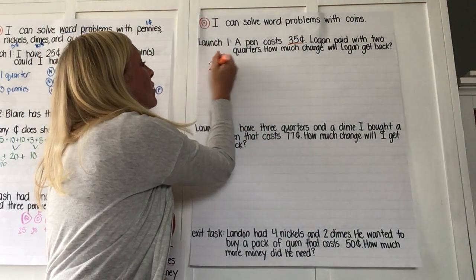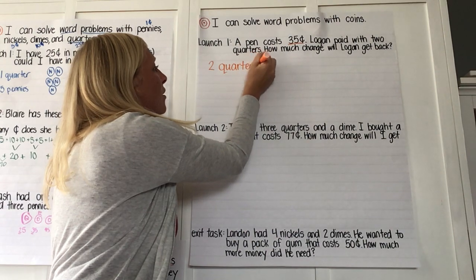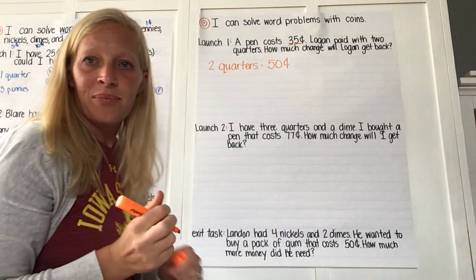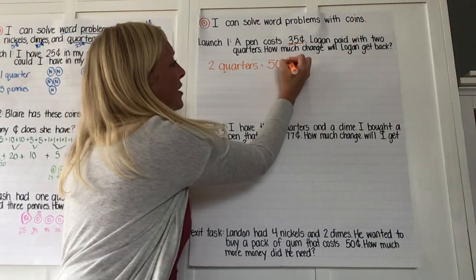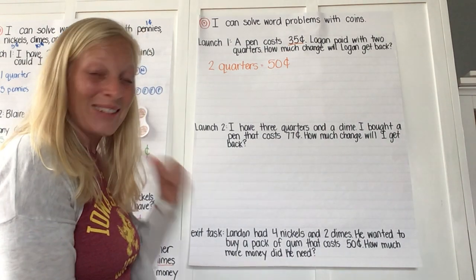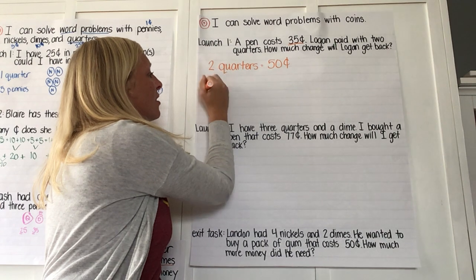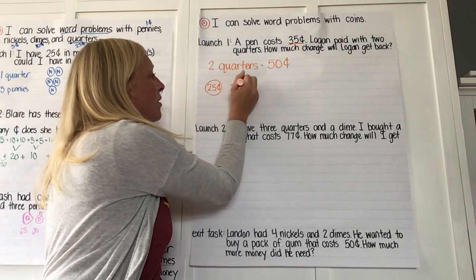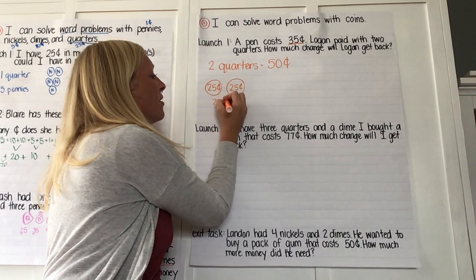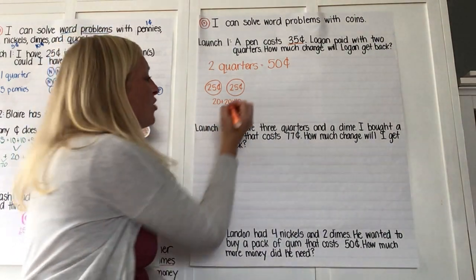Yes, 2 quarters equals 50 cents. And how do you know that? How do you know that 2 quarters makes 50 cents? Yes, we did that yesterday, didn't we? So if each one is 25 cents, and you have your 20 and your 20, it equals 40. Yep, we did this yesterday, didn't we?